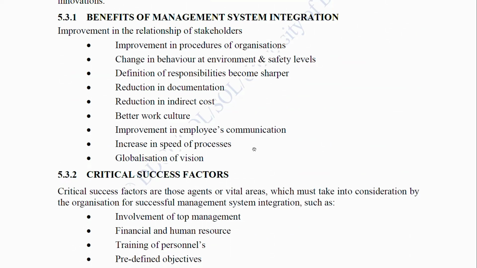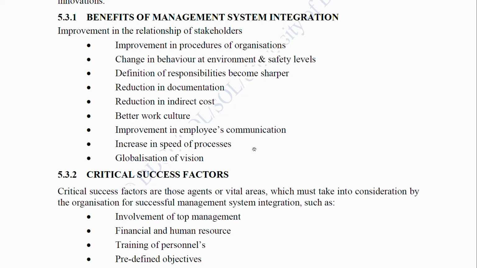5.3.1, Benefits of management system integration. Improvement in the relationship of stakeholders. Point 1, improvement in procedures of the organization. Next, change in behavior at environment and safety levels. Next point, definition of responsibility becomes sharper. Next point, reduction in documentation. Next point, reduction in indirect cost. Next point, better work culture.